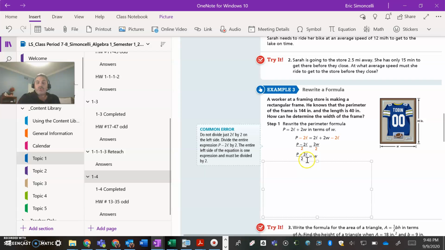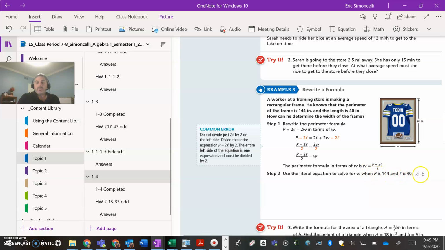So if you know the perimeter and if you know the length, which technically you do from the beginning of the problem, right? You know 144 was the perimeter and 40 was the length. You can solve for W. The perimeter formula in terms of W is, all right, as such.